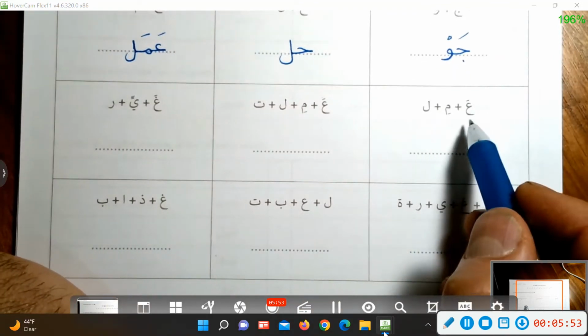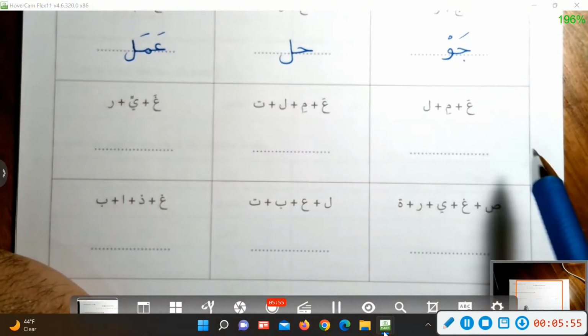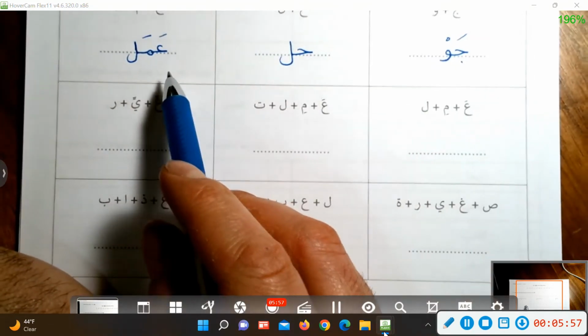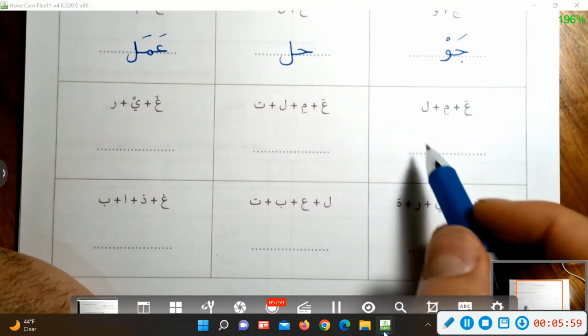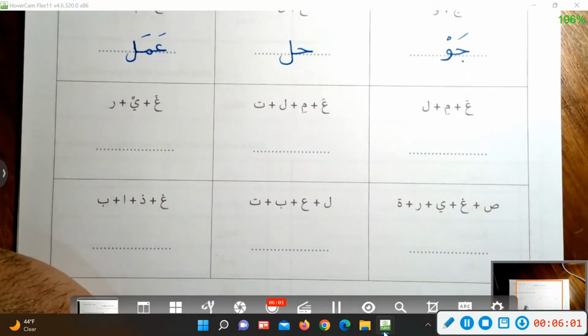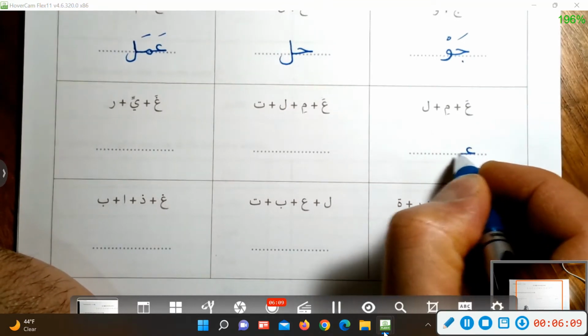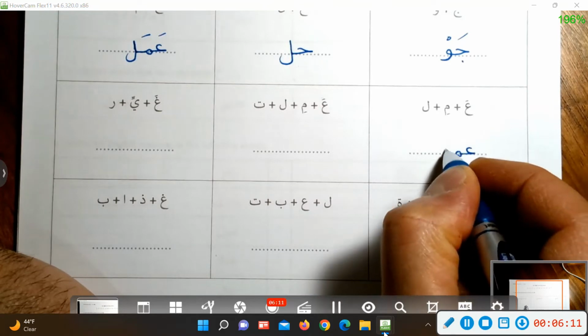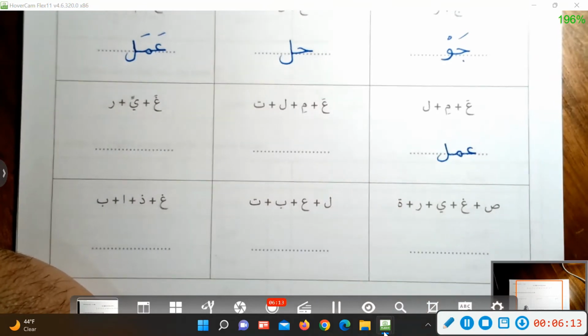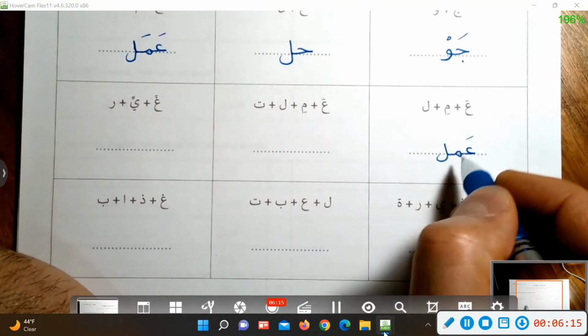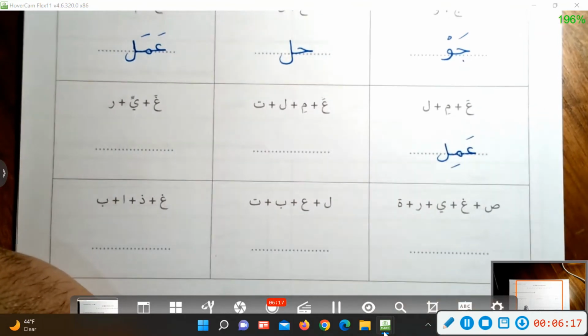We have عمل. عمل غير عمل. عمل, it means work. عمل, it means to do. In the past, it means he did. So it's written the same thing, only the harakat are different.